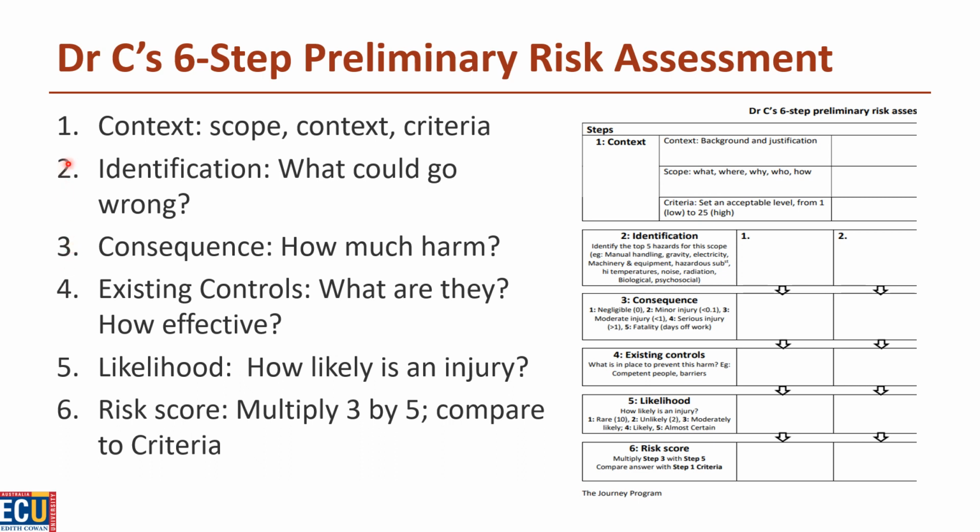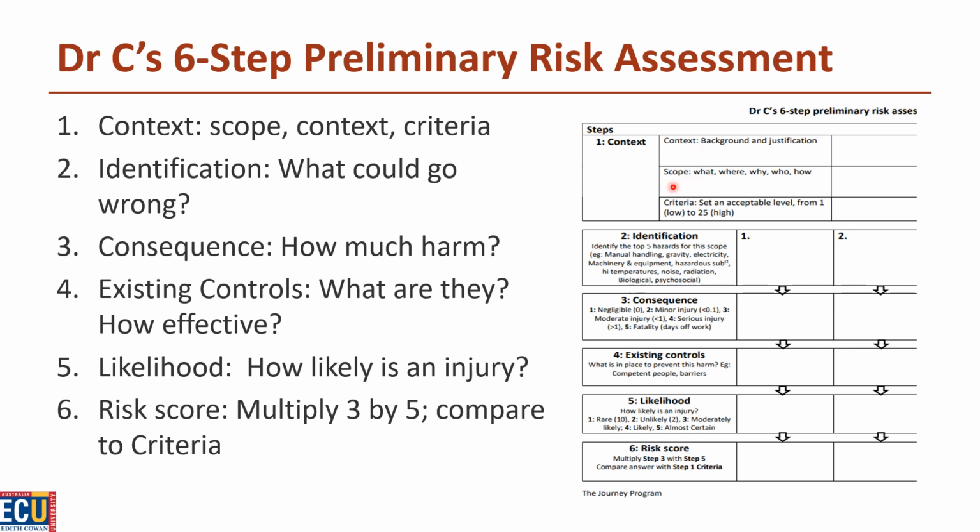First of all, we define the context of our risk assessment. This is really what we are risk assessing. So we describe our background and our justification. Our background could be that there have been some injuries, or maybe it's a new task, so we need to do some work with our team members to do the risk assessment on this new task, something along those lines.